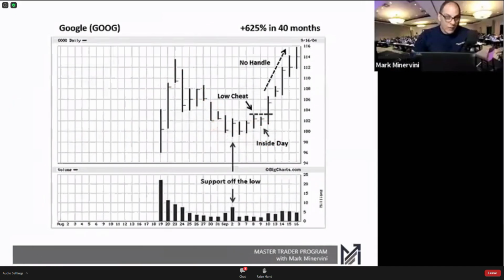Google did this perfectly, and you got no handle in Google. It didn't give you a cup with handle. It just gave you a low cheat here. See how it's very low in the base.